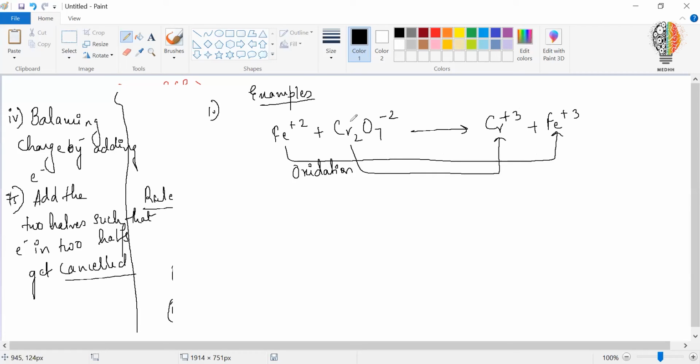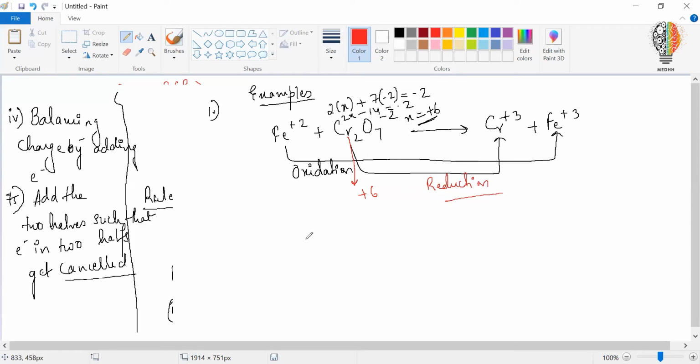How am I going to calculate the oxidation state of chromium? 2x plus 7 times minus 2 is equal to minus 2, so 2x minus 14 is equal to minus 2, x is equal to plus 6. So chromium is in the plus 6 oxidation state, and it is getting decreased to plus 3. Hence this is a reduction. Now you see why I first taught you the oxidation states of the elements, because before that you can't balance the equation.